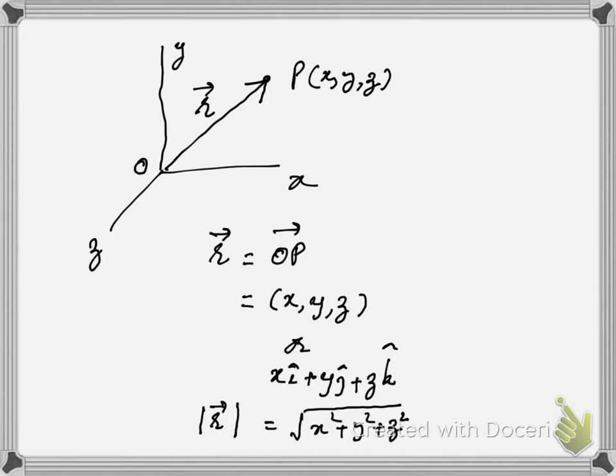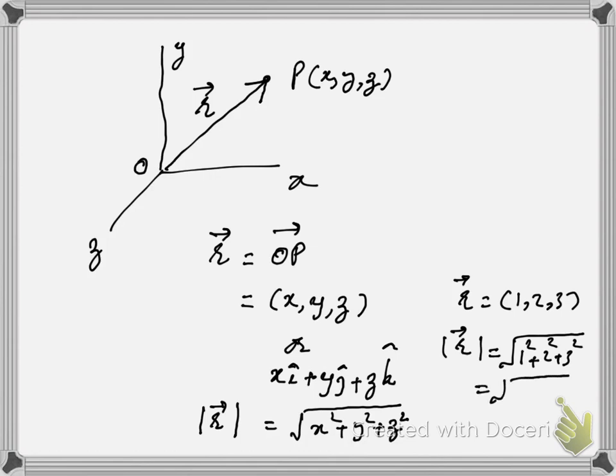For example, R is equal to 1, 2, 3. So magnitude of R becomes square root of 1 square plus 2 square plus 3 square equals to the square root of 1 plus 4 plus 9 equals to the square root of 14.